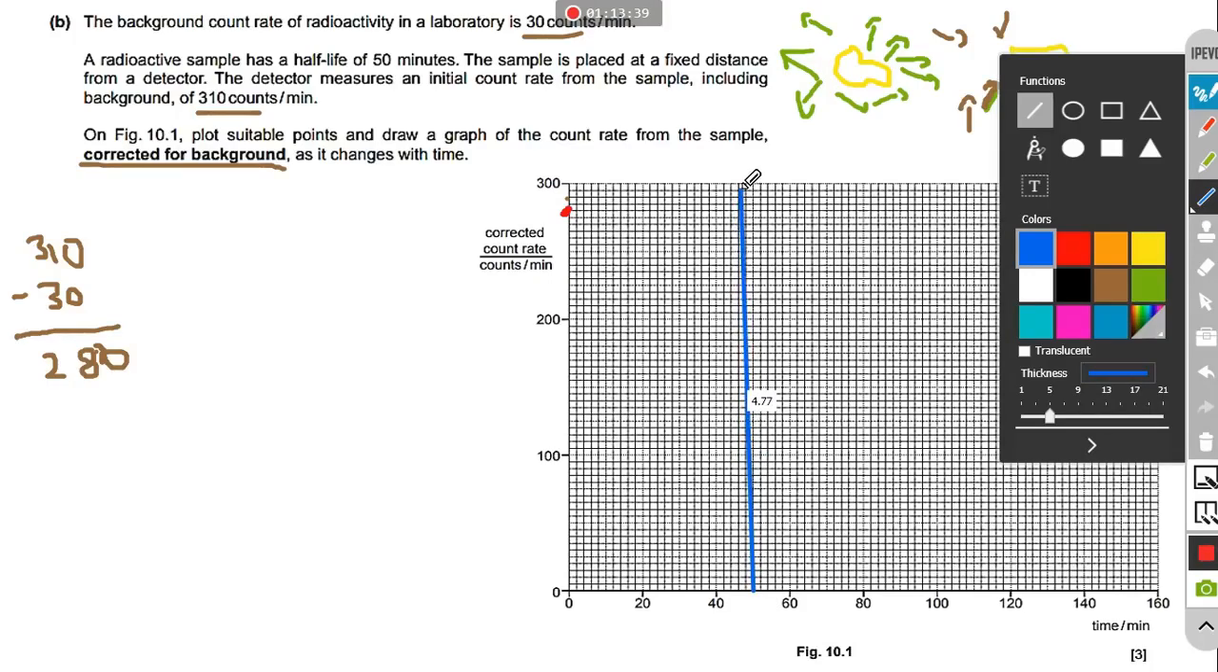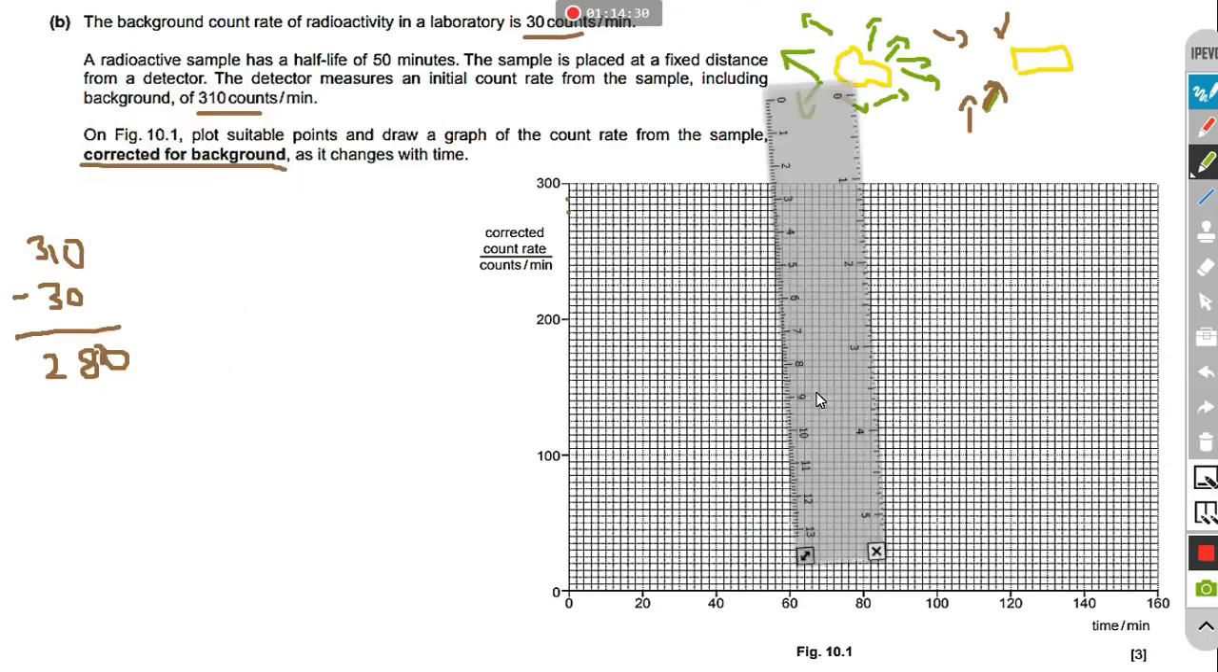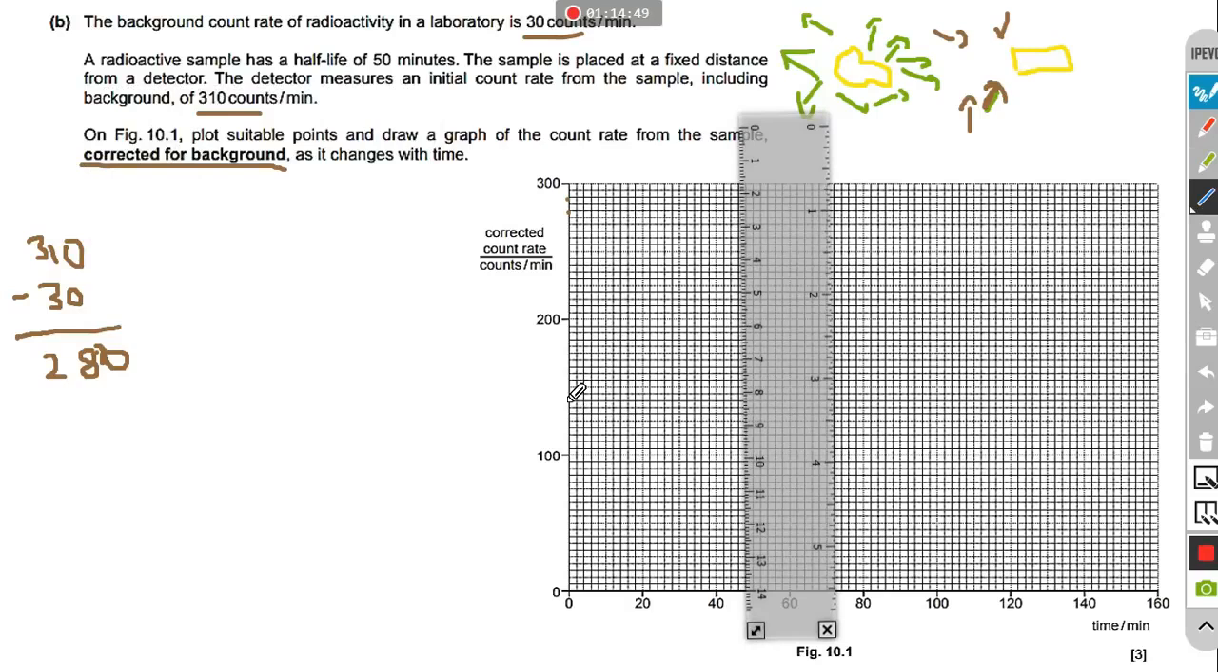Okay, so after 50 minutes, it should be half of that. So what is half of 280? 280 divided by 2, you get 140. So let's label where is the 140? 10, 20, 30, 40. So this is the point. From here, let me extend it, and that's our point. Okay, instead of the lines, so that we are not bothered with erasing them later, we can just use the ruler, place it in a vertical position. That's the 50. Now 140, as we said, this is 10, 20, 30, 40, and this point.